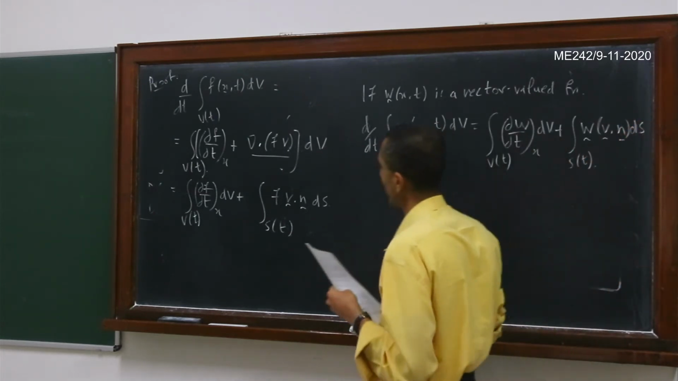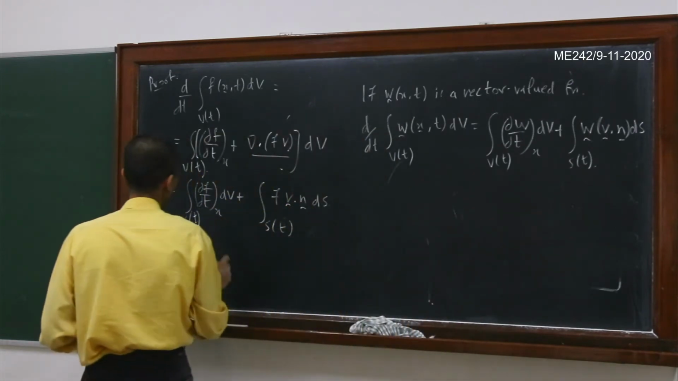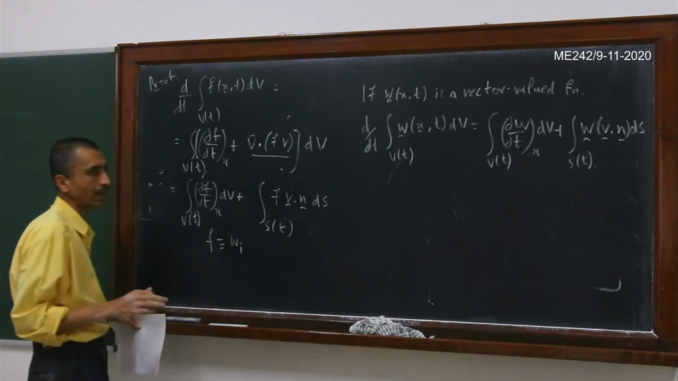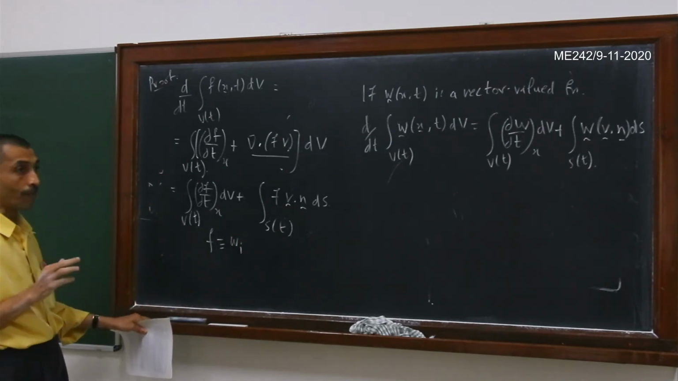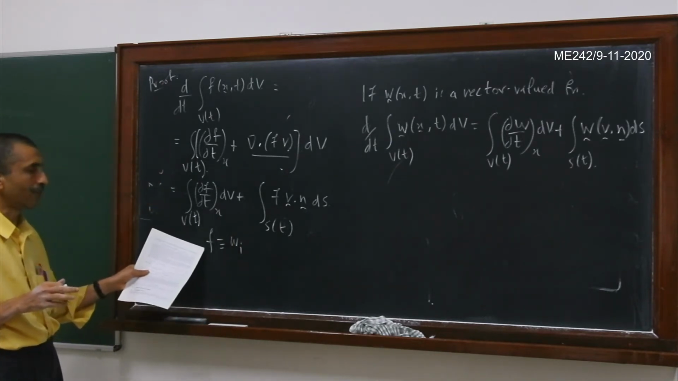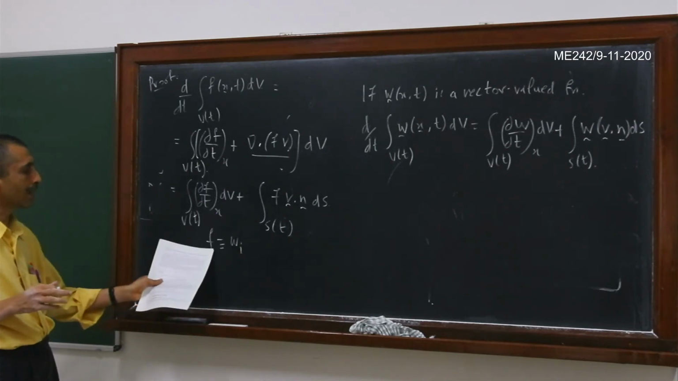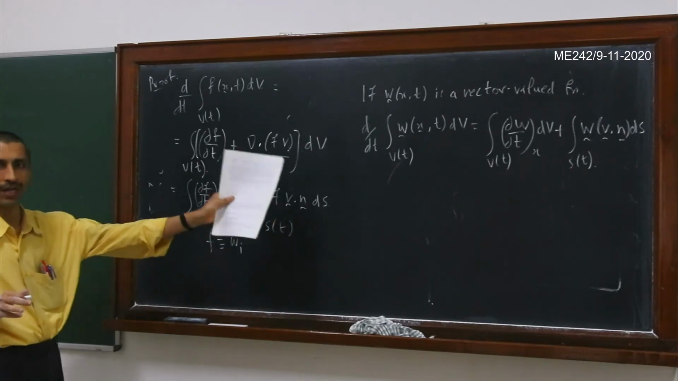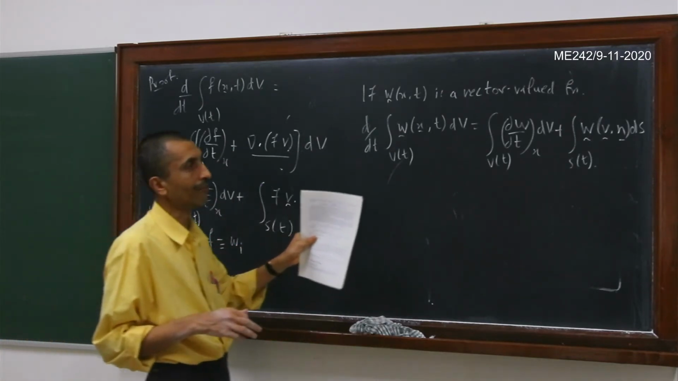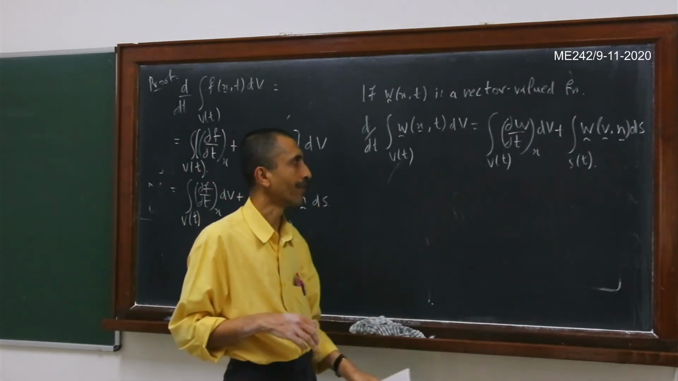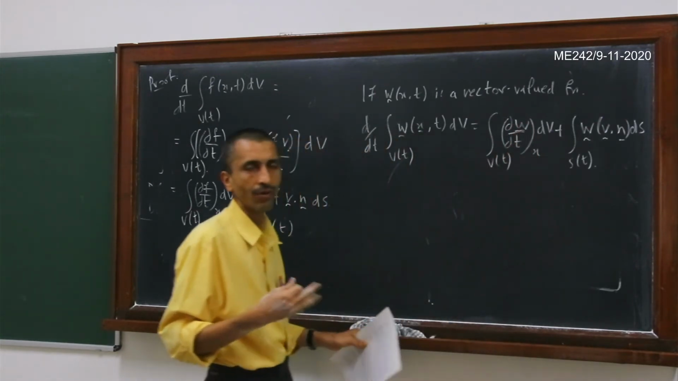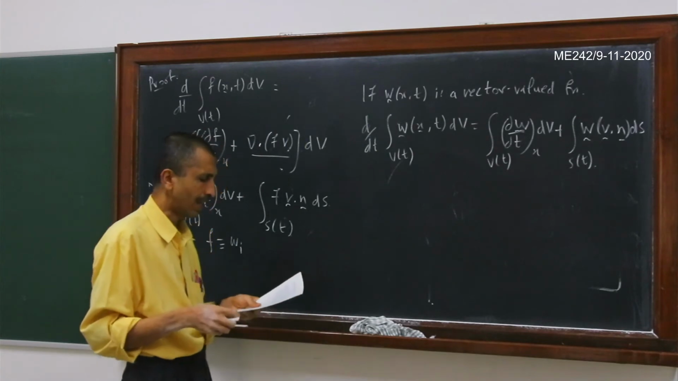All I have done is taken f to be wi. In the previous theorem, if I take each component of w as my scalar valued function and replace f by wi, you will get wi times v dot n, and when you express that in vectorial form, you get what I have written here. So it's a very straightforward extension from the scalar valued case.